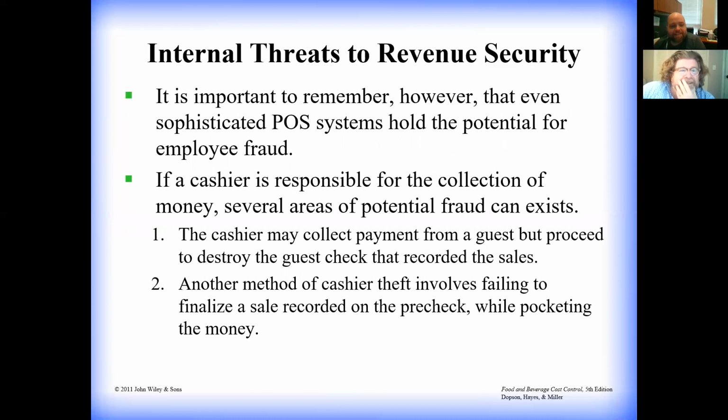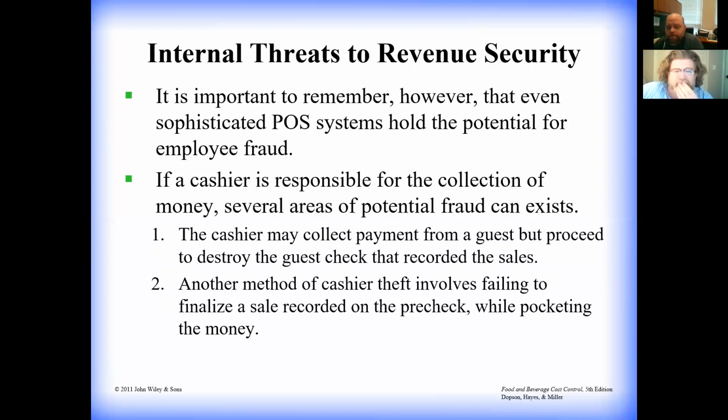Yeah. So, again, with all these systems, there's potential for fraud. Some of the ways that fraud happens is that the cashier can collect payment from the guest, but then destroy the check, if there's no other record of a sale. Or if they collect payment for a check and then destroy the check, or in any way they don't enter the check into the system, or they delete it from the system.